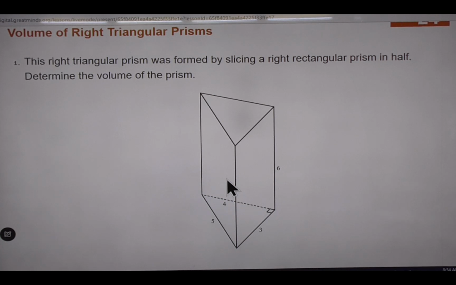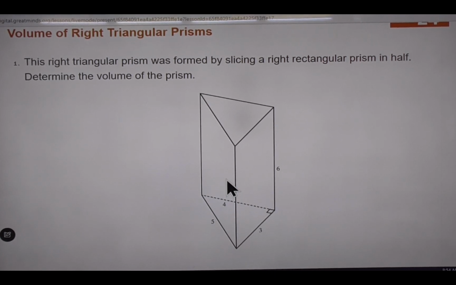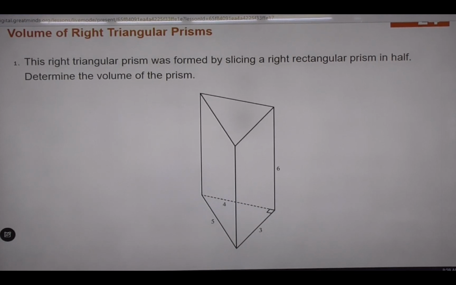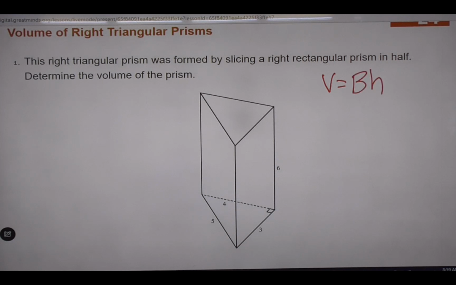Again, this is half of the prisms that we've been dealing with all class period. So here we go, trying to find the volume of this right triangular prism, which was half of a right rectangular prism. We're using the formula volume is equal to the area of the base times the height. It seemed like the problem was people couldn't figure out what numbers to use on this base right down here. So let's go ahead and draw it on the side.